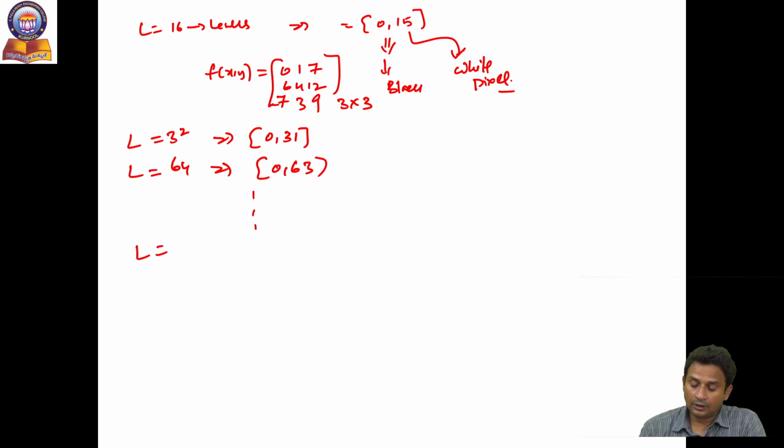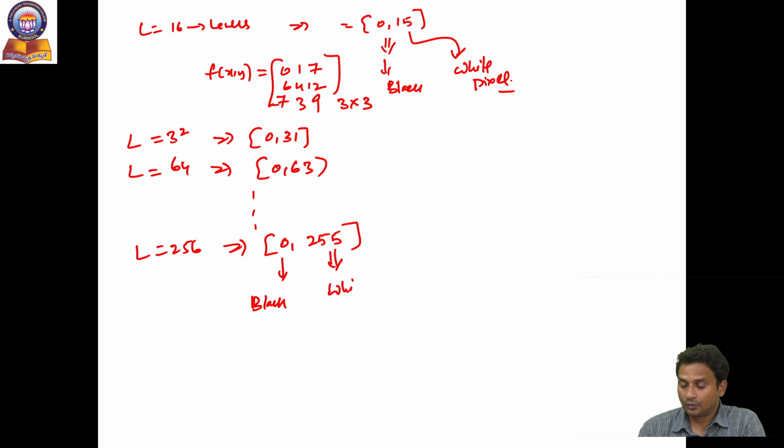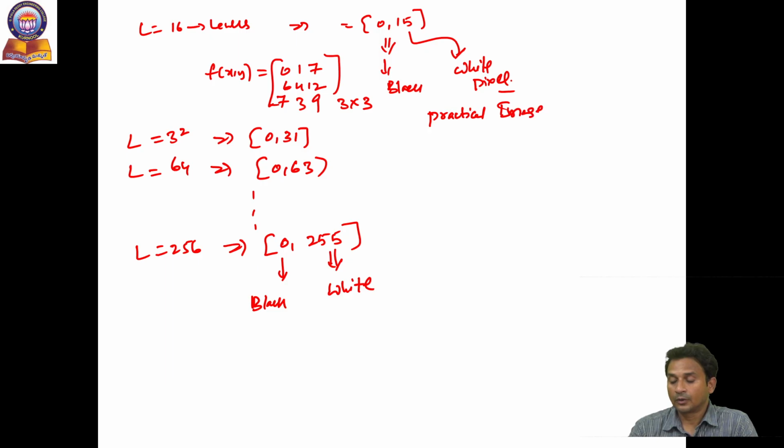So if the number of gray levels is 256, then the grayscale will extend between 0 to 255. The value 0 represents a black pixel, and the value 255 represents a white pixel, and the values between 0 and 255 represent different shades of gray. For all practical images, the grayscale is divided into 256 levels, so pixel values will lie between 0 to 255.